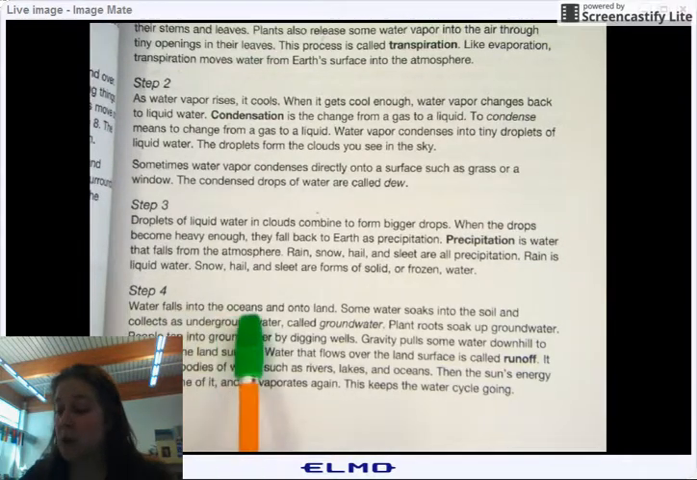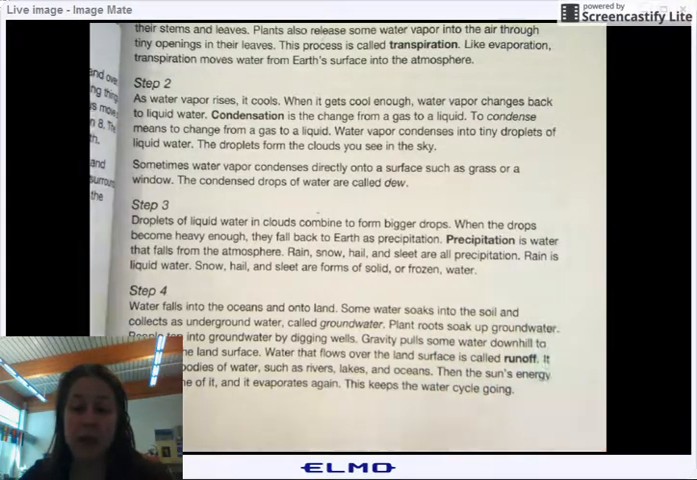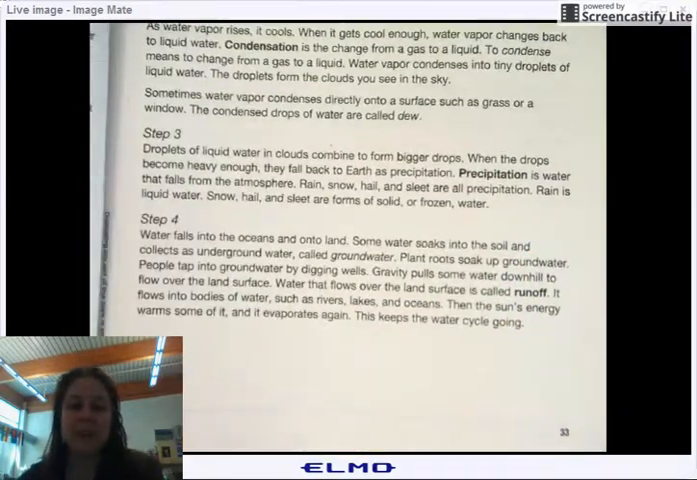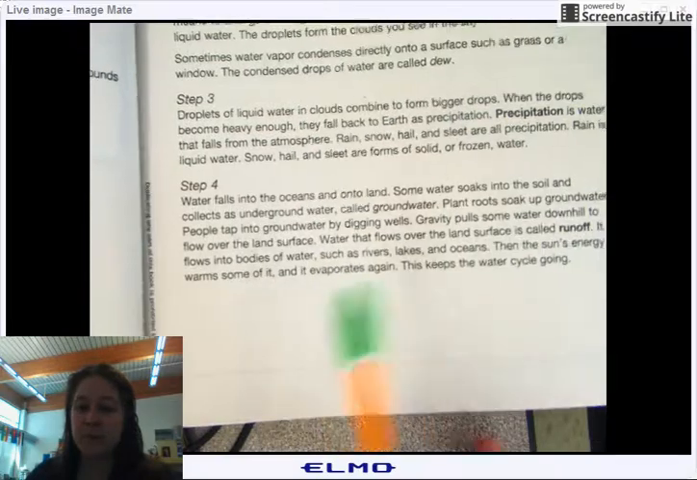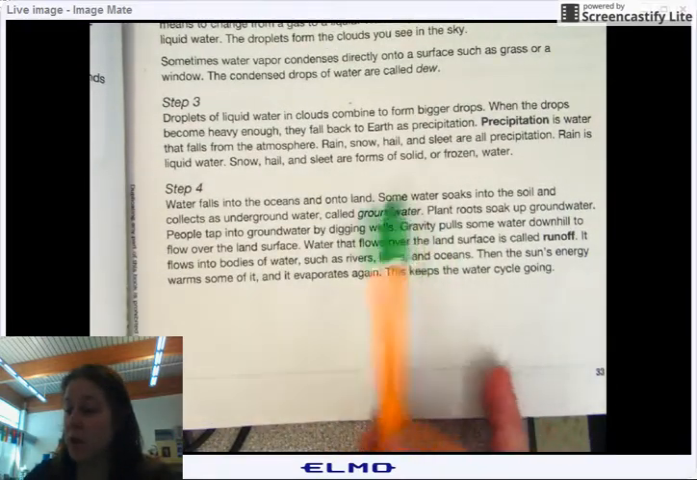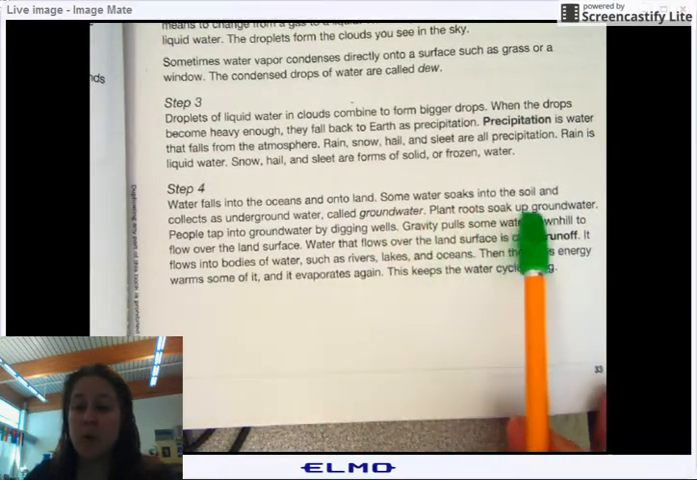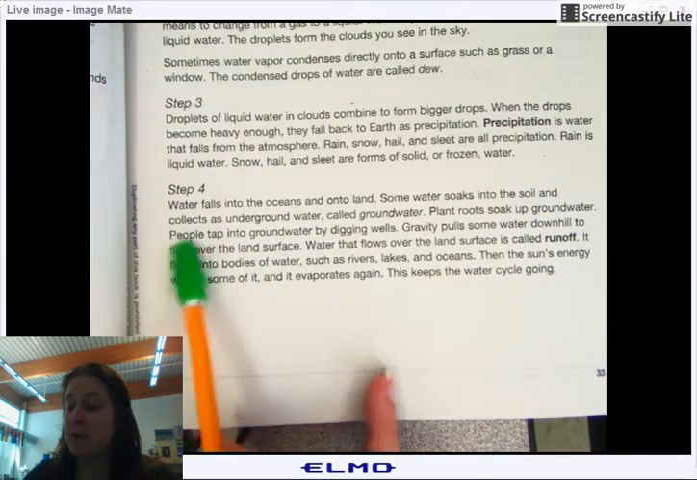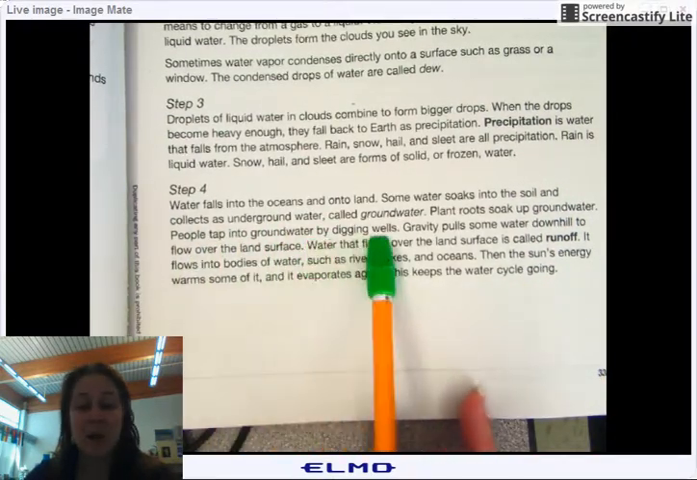Water falls into the ocean and onto land. Some water soaks into the soil and collects as underground water, called groundwater. Plant roots soak up groundwater. People tap into groundwater by digging wells.